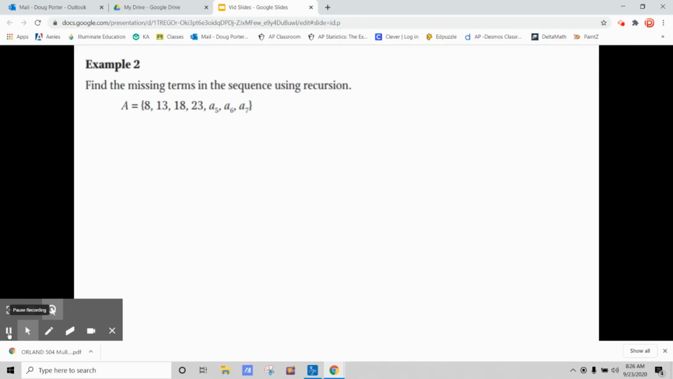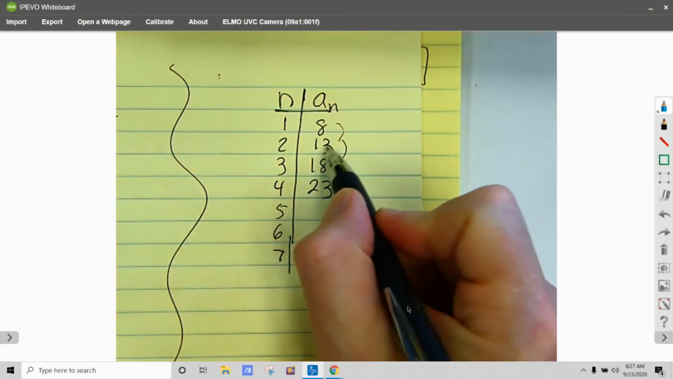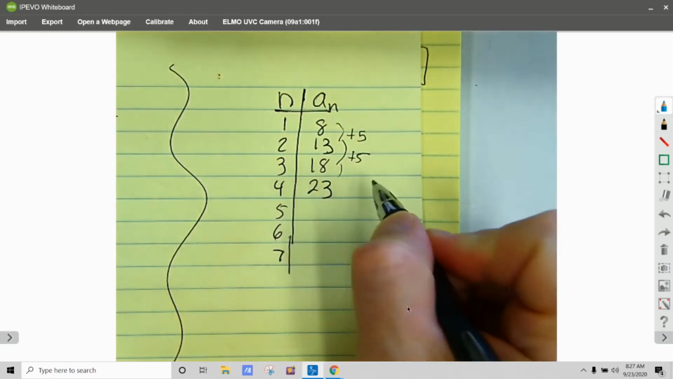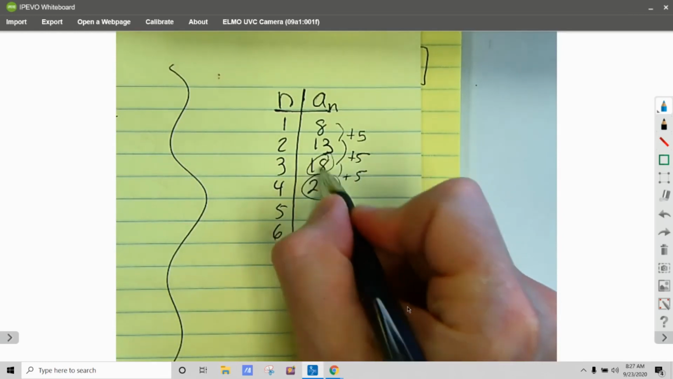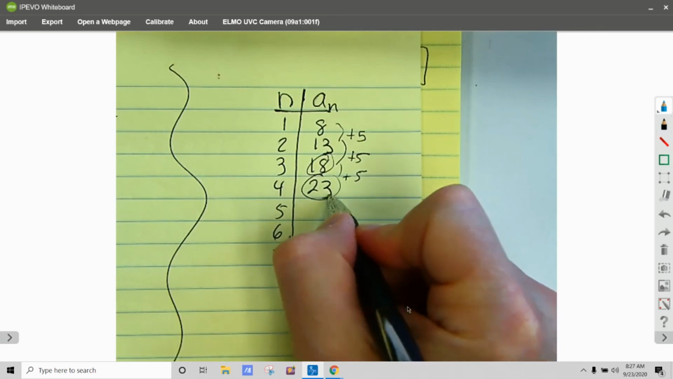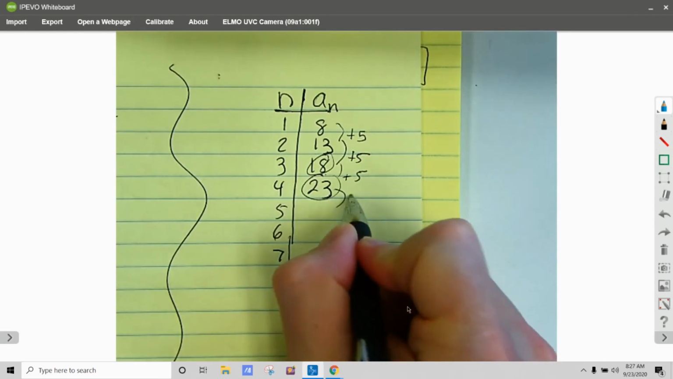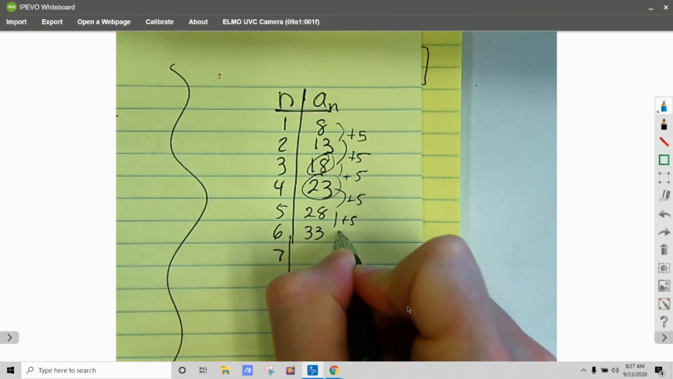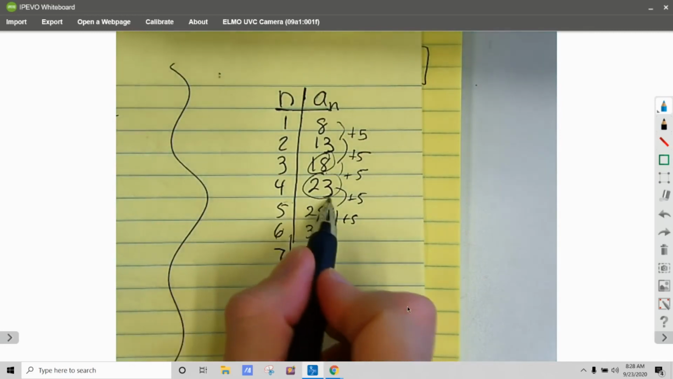Find the missing terms in the sequence using recursion. Again, I would make a table. With the table, it's pretty easy to see the common difference. 13 minus 8 is 5. So again, this is going to be a common difference of 5. I'm adding 5 every time. Again, to find that common difference, you just subtract a term minus the previous term. So what would the next one be? Well, you'd add 5 to it, so it'd be 28. You'd add 5 to it, it would be 33. You'd add 5 to it, it would be 38. So the 5th, 6th, 7th terms are right there.